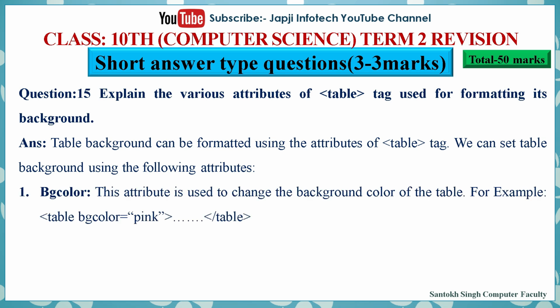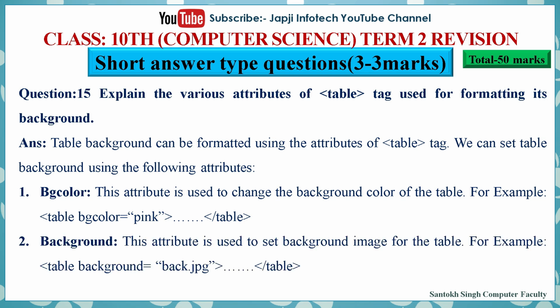The first one is bgcolor. This attribute is used to change the background color of the table. For example, left angle bracket table space bgcolor equal to, then in the double quotation mark write the color name, then close the right angle bracket, then write the text, then close the table tag.